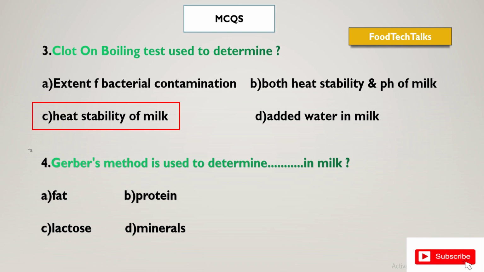Moving to the fourth question, Gerber method is used to determine dash in milk. Here the options are A fat, option B protein, option C lactose, and option D minerals. Here option A, fat, would be the right answer.